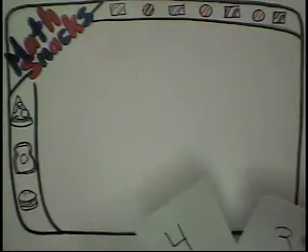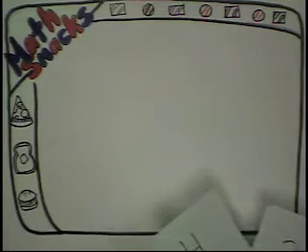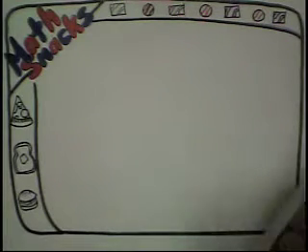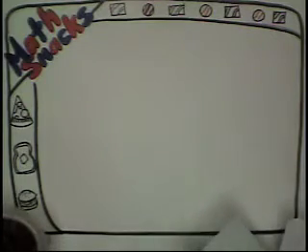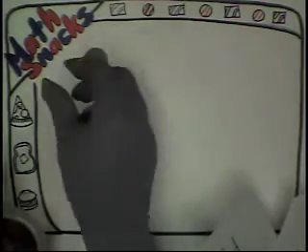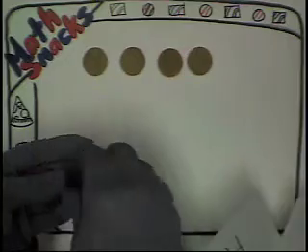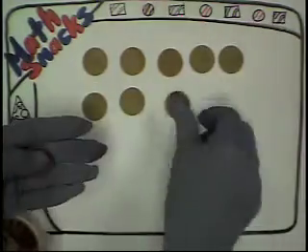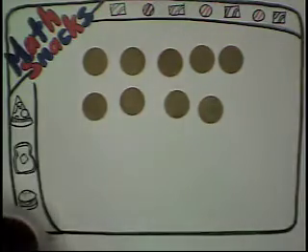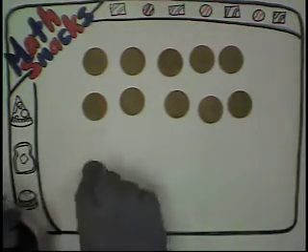Well, you haven't memorized that. What does 4 times 5 look like? Could you show me what 4 times 5 looks like? Okay. That would be 4 groups of 5. I need a lot more of these. There's 2 groups of 5.